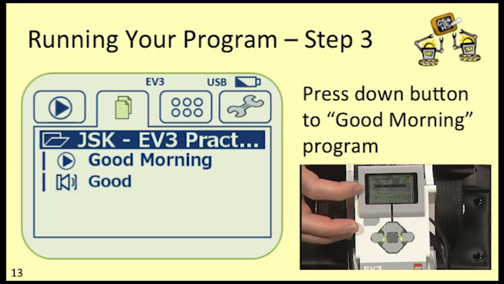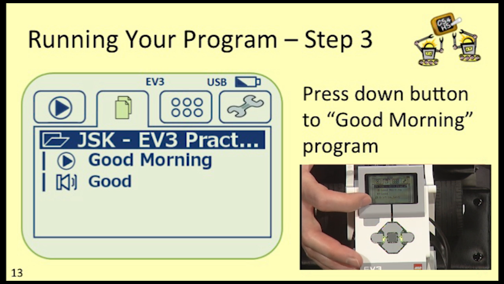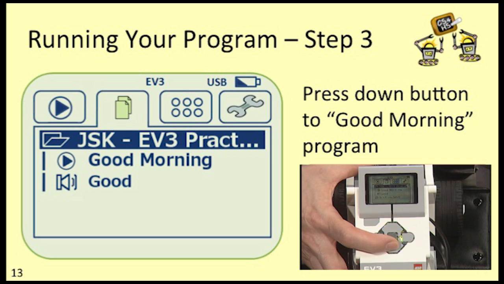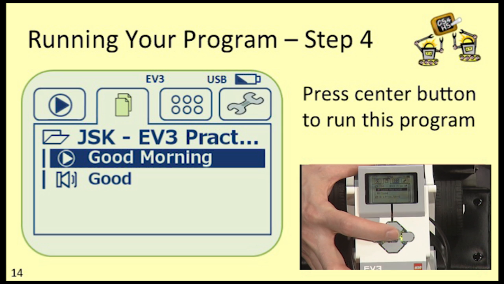And now you can see that it's got the name of my program on there along with the name of a sound that we used, right? The good sound. But we're just going to go down, arrow into the good morning program. And then I'm going to push the middle button. Okay, that was great, though remember our ultimate goal is to get the robot to say good morning. We'll fix our program in the next segment.